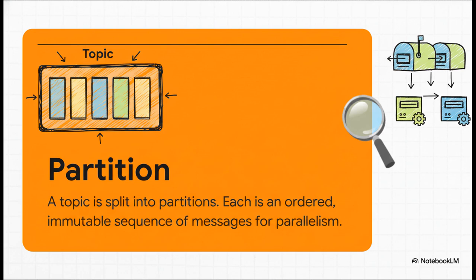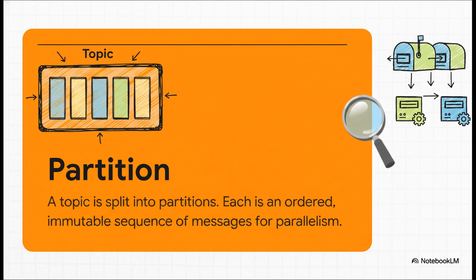Now, here's the clever part. To handle a crazy amount of data, a topic isn't just one long list. It's actually split up into smaller pieces called partitions. Going back to our analogy, think of it like having multiple mail slots for the same PO box. This lets lots of mail carriers work at once. Each partition is its own perfectly ordered, unchangeable log of messages. And this is the secret sauce to how Kafka gets so fast. It's how it achieves parallelism, letting a whole team of consumers read from different partitions of the same topic all at the same time.